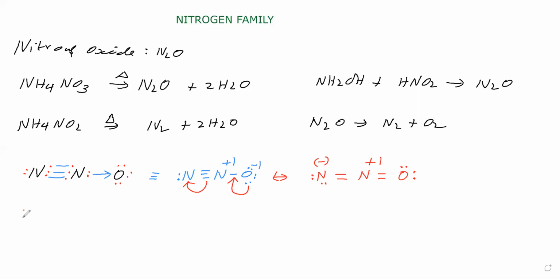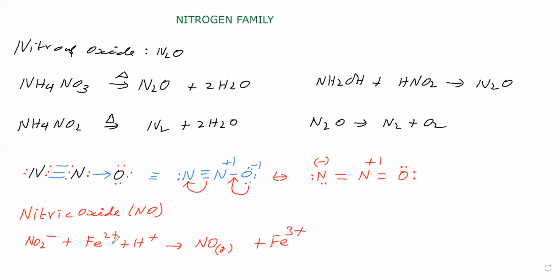Next oxide is nitric oxide. Its formula is NO. Its preparation we will see. We will take nitrite NO2 minus, then ferrous Fe2 plus and acid H plus. Now nitrite is converting into nitric oxide. Ferrous is oxidizing into ferric. Nitrite is reducing to nitric oxide. Then in order to balance oxygen, we will write water molecule and hydrogen will balance. So it is a preparation of NO.